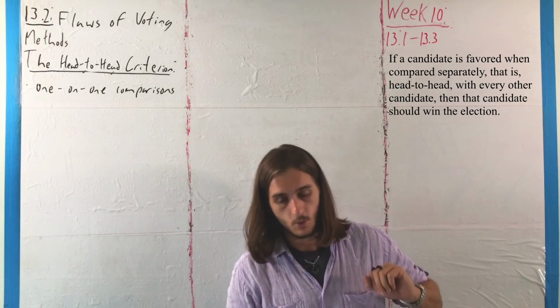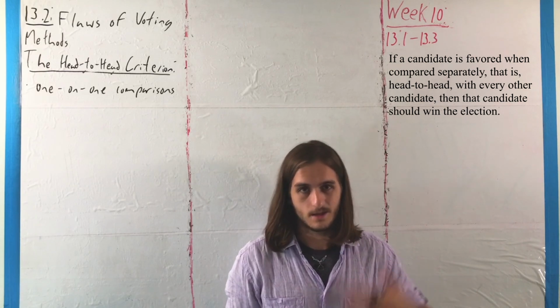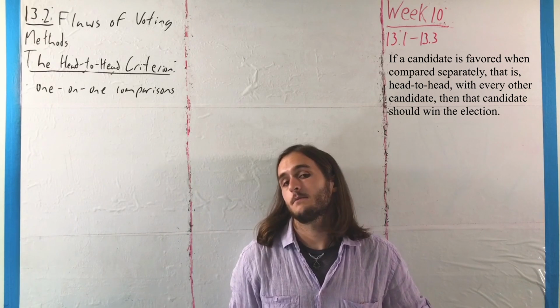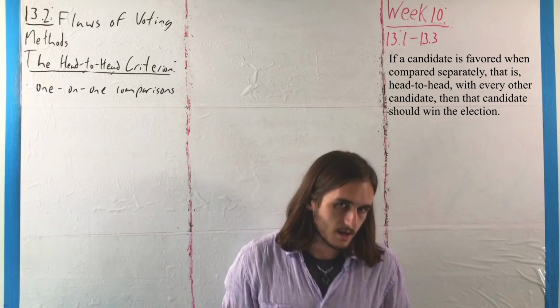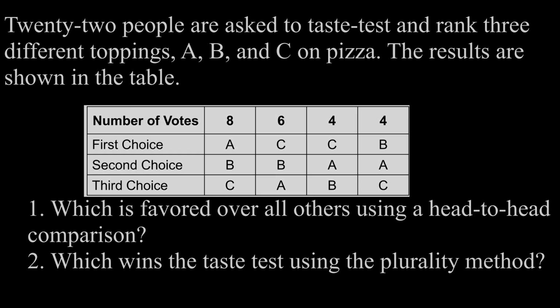Or if we want to be a little bit more specific, we could say that the head-to-head criterion states if a candidate is favored when compared separately, that is, head-to-head, with every other candidate, they should be the winner of the election. So let's get an example for seeing when that might not be the case. For this, 22 people are asked to taste test and rank 3 different toppings, A, B, and C, keeping them anonymous, to go on a pizza. The results are shown on the following table, where we want to discuss which is favored over all the others using a head-to-head comparison, and then which would win via plurality.